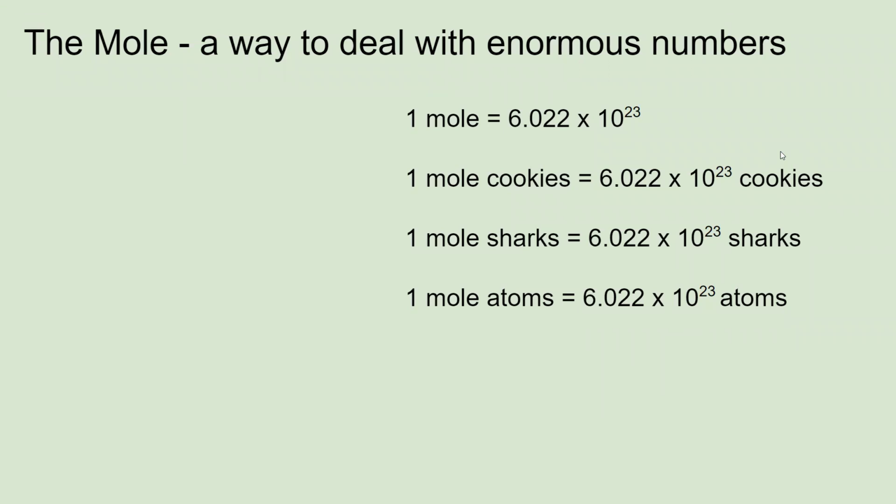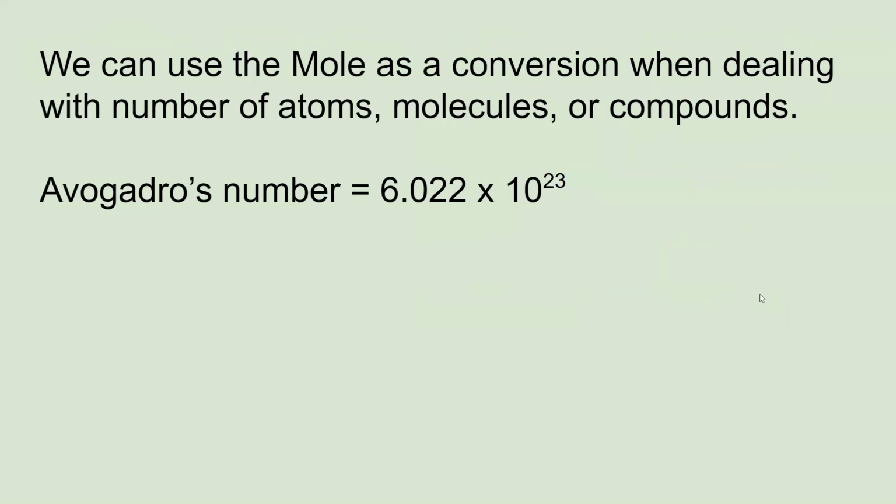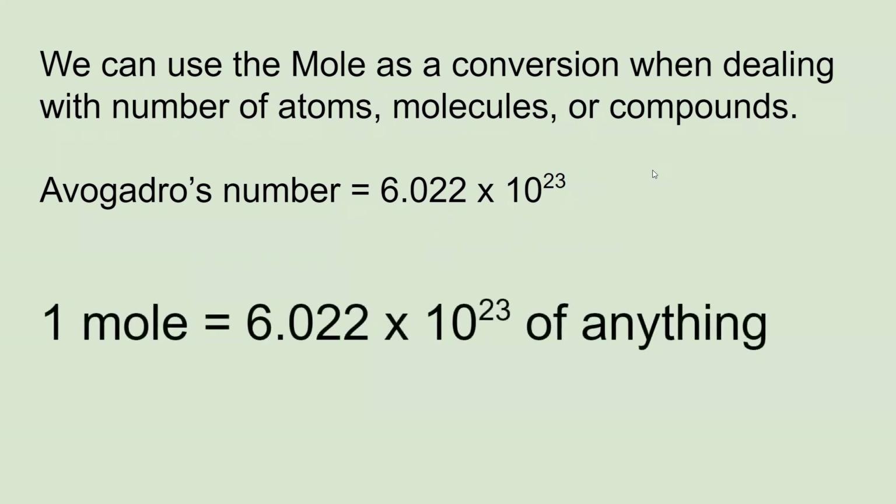Okay, so again, the mole is how we deal with really big numbers for really small things. And it's kind of just like a dozen. It's like the chemist's version of a dozen. So we're going to be able to use the mole to help us get some numbers and some amounts of stuff. This is what we call Avogadro's number. Avogadro's number is 6.022 times 10 to the 23rd, and that is equal to 1 mole. If I say 1 mole, I mean this many things.